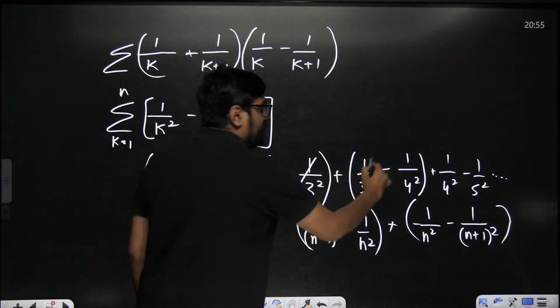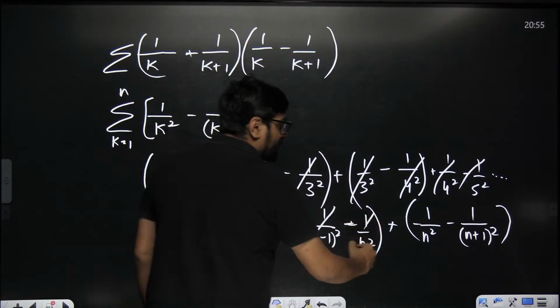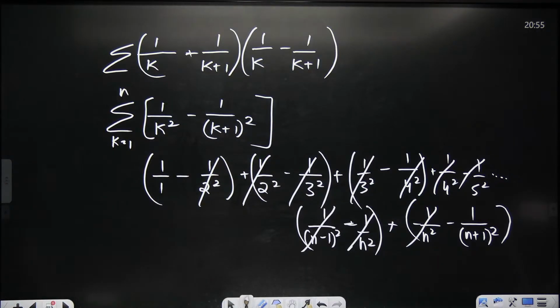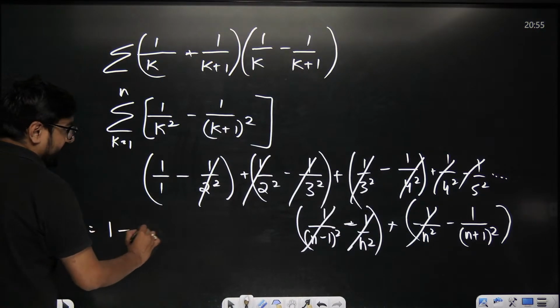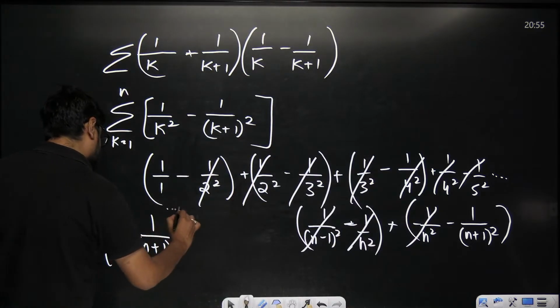All these will get cancelled. Even this will get cancelled and this will cancel this one. What will remain? Can you see it? Which of the terms are remaining now? Only one is remaining, and the last term, that means 1 by n plus 1 whole square, negative of that. So my sum of n terms is nothing but 1 minus 1 by n plus 1 whole square. This is my sum.